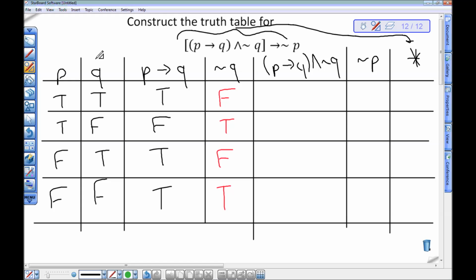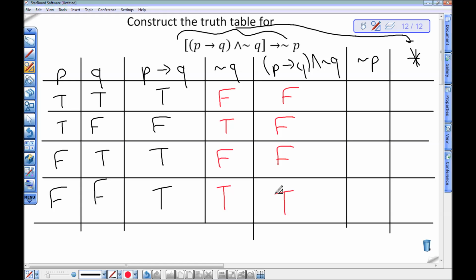Next up, I want to take this and this and do the conjunction of them, the and of them. So I'm looking at these two columns and seeing when they are both true. That's when I'm going to put a true in that next column. So true and false is false. False and true is false. True and false is false. True and true is true. Okay, so far so good.